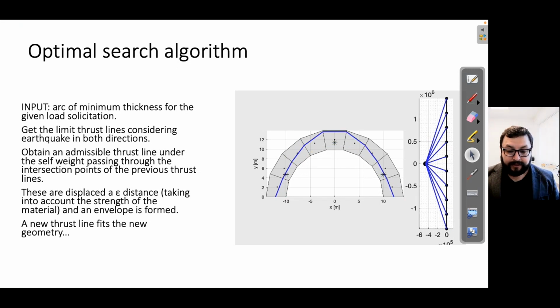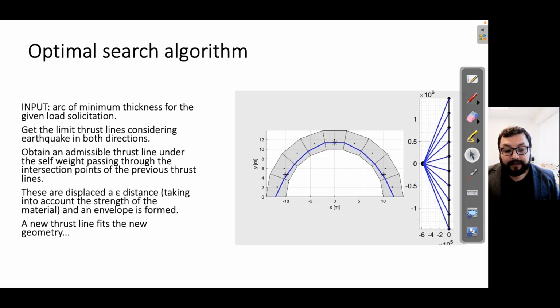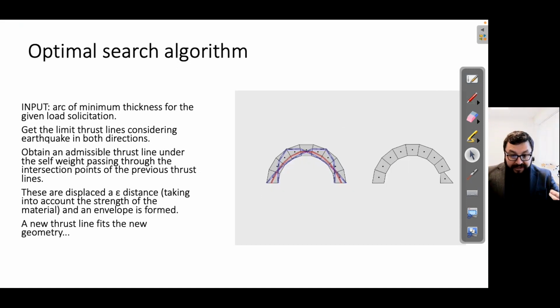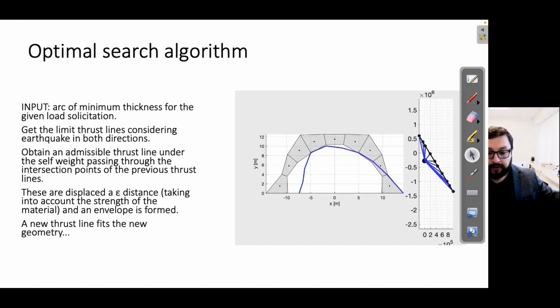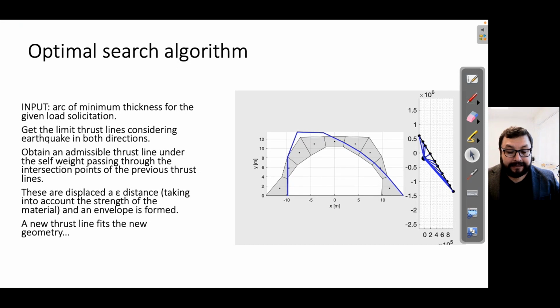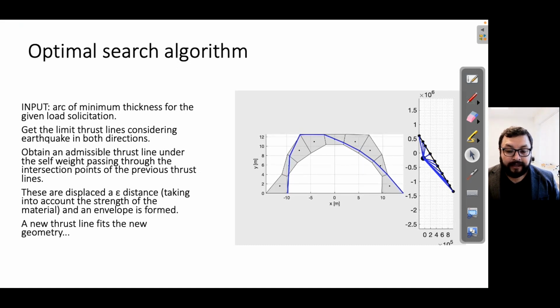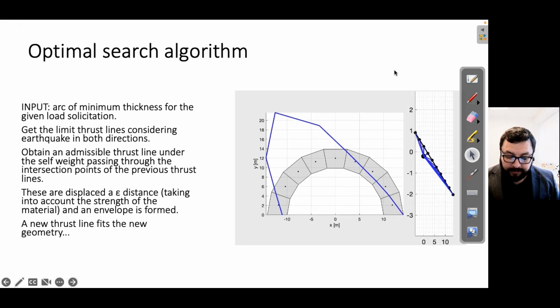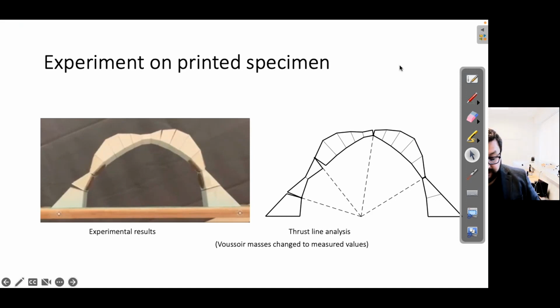line associated with seismic loads. And then we need to invert or mirror that lateral thrust line, because the seismic load can come from different directions. So having those three thrust lines, we can take away all the material that is not necessarily needed outside the area that they cover, and then we can rerun this process several times in order to get the optimal result. And the optimal results that we are getting have more or less this form.